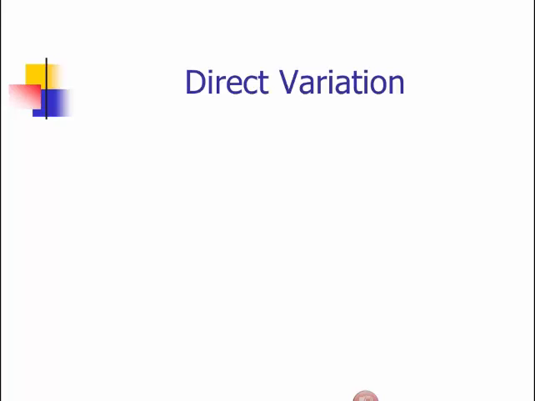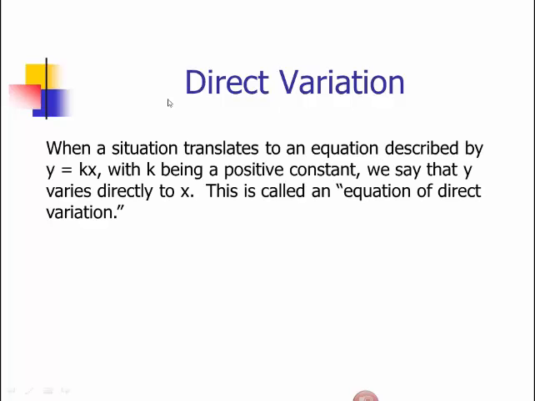All right, today we're going to talk about direct variation. Now, this isn't going to make any sense, but direct variation is when a situation translates to an equation described by the equation y equals kx, where k is a positive constant. We say that y varies directly to x. This is called an equation of direct variation.